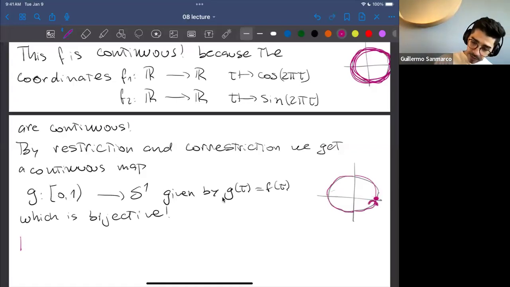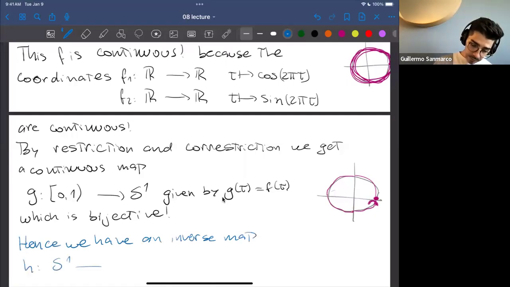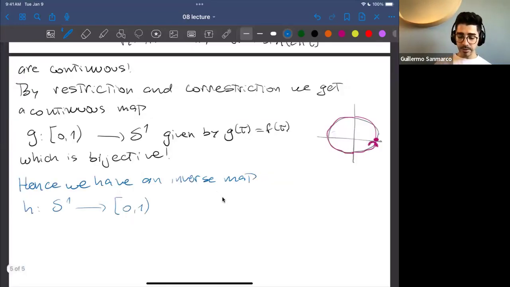The inverse function, let's call it h. Now, the thing about this h is it's not going to be continuous. And now I'm going to use the notion of open I just defined. So this is a very interesting example of a bijective continuous function that's not a homeomorphism.